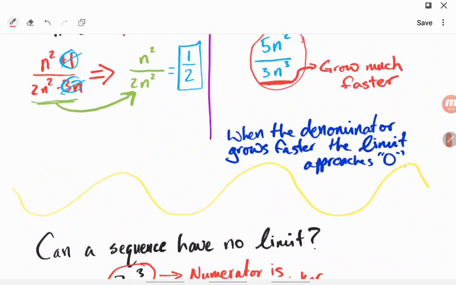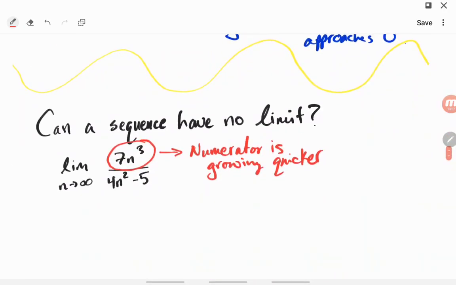Previously we said that when the denominator grows faster, the limit approaches 0. So what are we approaching when the numerator grows quicker? Well, it doesn't seem to really approach anything. It's just getting bigger and bigger. There is no biggest number to approach. So we state that this limit approaches infinity. We say there is no real limit. It just approaches infinity.